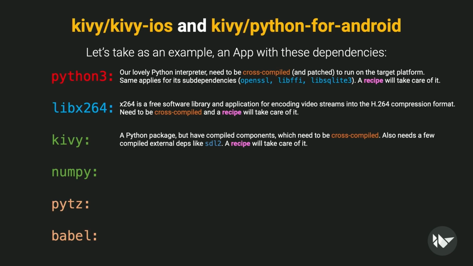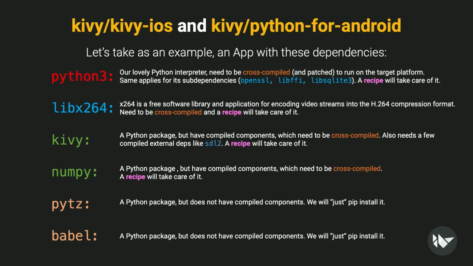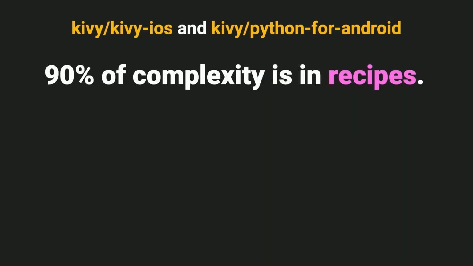And then we have Kivy, which is a Python package, but has compiler components and needs to be cross-compiled. And Raspberry will take care of it. And then we have NumPy. NumPy, again, is a Python package, but has compiler components, so it needs to be cross-compiled. And again, Raspberry will take care of it. And then finally, we have PyTZ and Babel, which are just plain Python packages, so we are just pip installing them. So 90% of the complexity is in Raspberry, where 90% is just a random number in the 80 to 100% range.